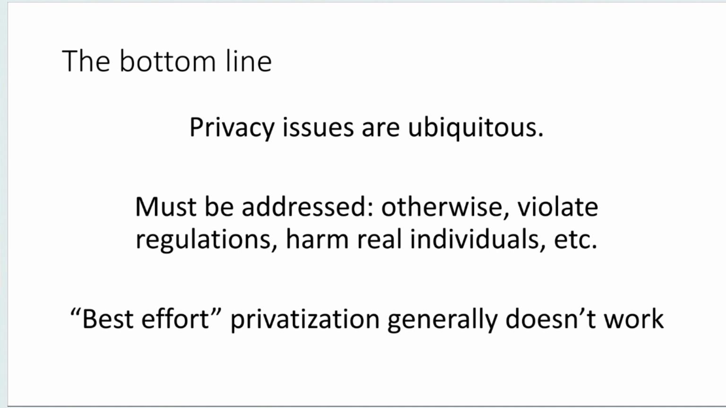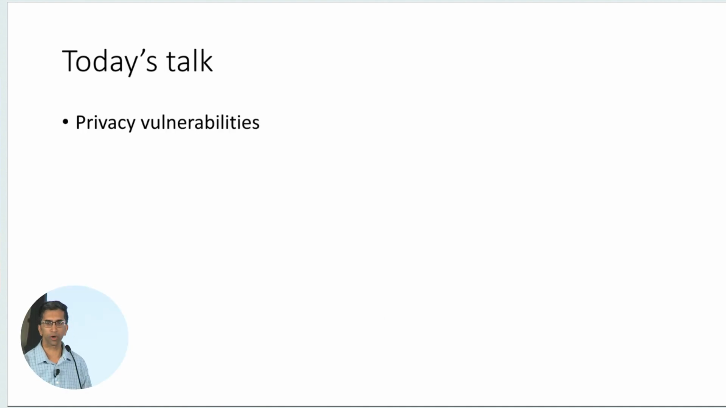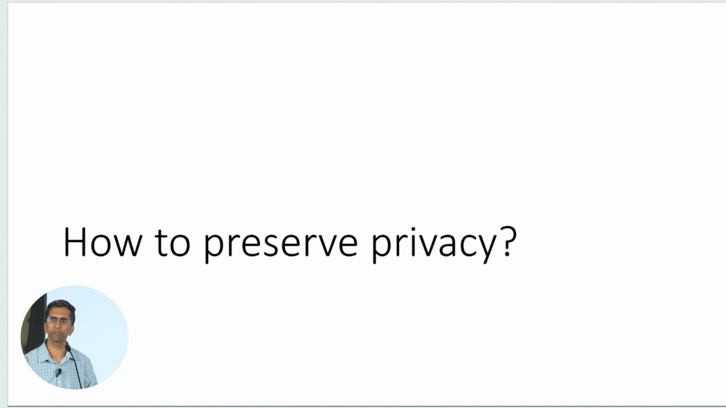So the question is, it's not really clear how to solve these types of individual privacy issues. And so in today's talk, I've shown you some privacy vulnerabilities. I'll tell you about a reasonable notion of privacy, which will allow us to address some of these in a rigorous, provable, and trustworthy way. And then I'll show you how this can be used in ML settings. So how do we preserve privacy?